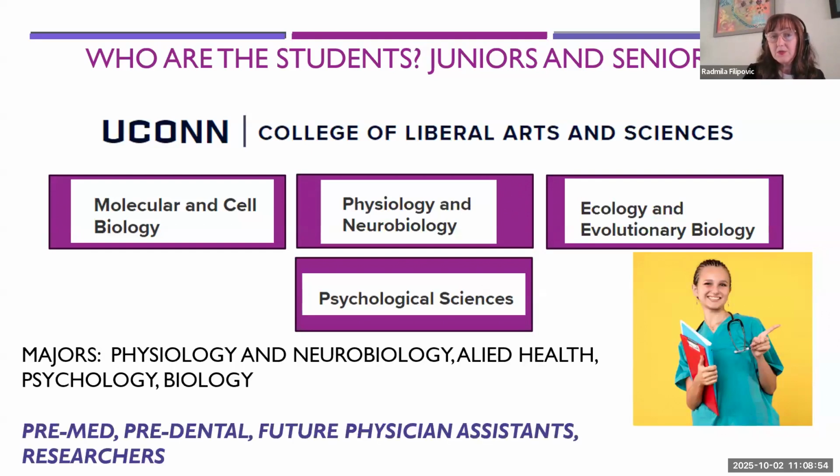The other students who take neuroanatomy in junior and senior years, besides physiology and neurobiology, come from allied health. We have, as I mentioned, psychology and biology in general. Those are usually pre-med students, pre-dental students, future physician assistants, and future researchers. So these are students who like neuroanatomy and neurophysiology and want to learn more about it in a specific class.